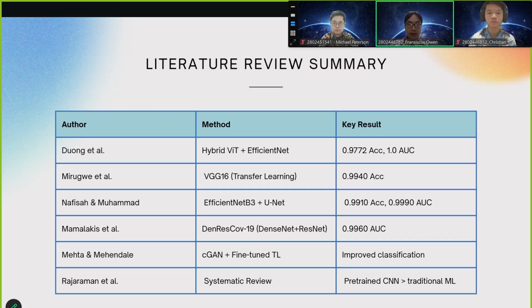Our literature review summary. In our review, we surveyed 20 studies. A few highlights: Mirugue and colleagues reached 99.4% accuracy with a transfer-learned VGG16. Nafisa and Muhammad combined UNet segmentation with EfficientNet V3 for 99.1% accuracy.